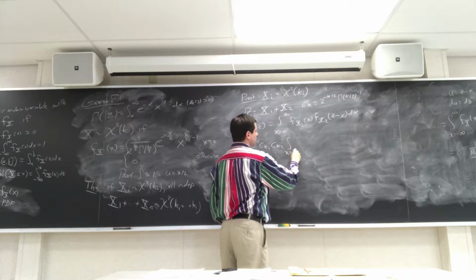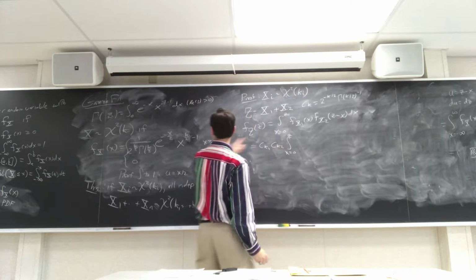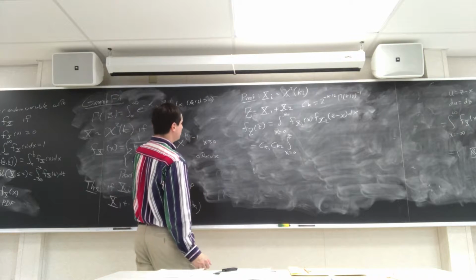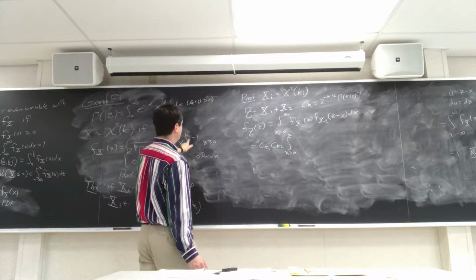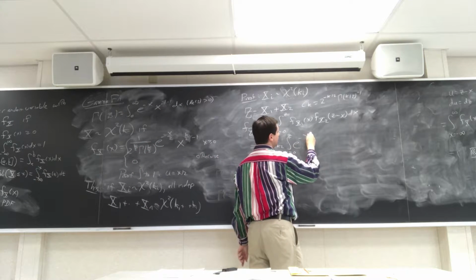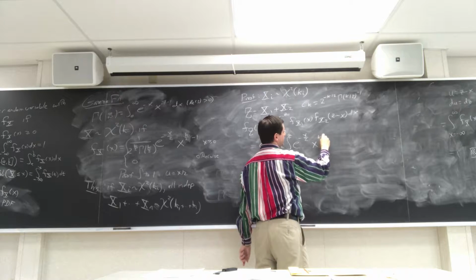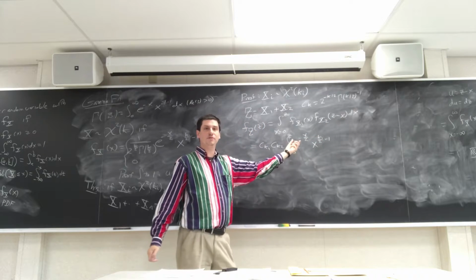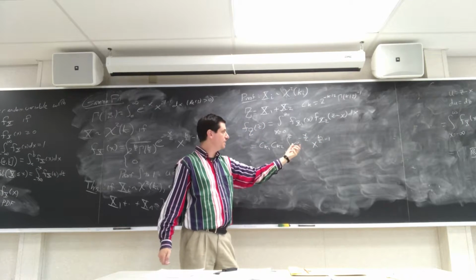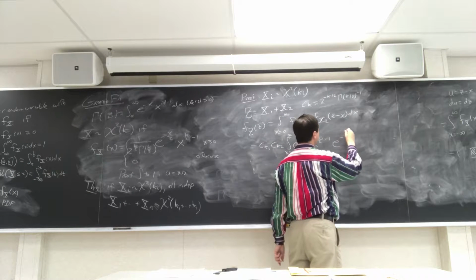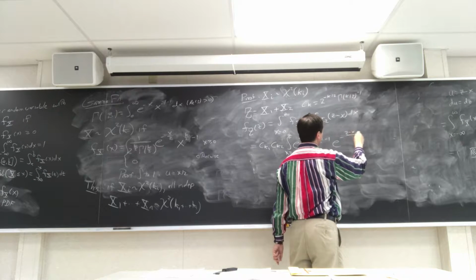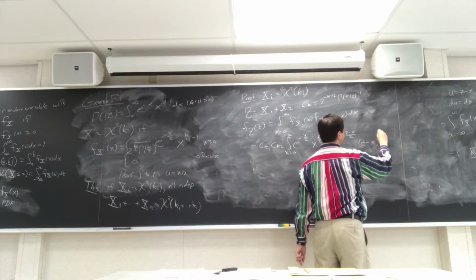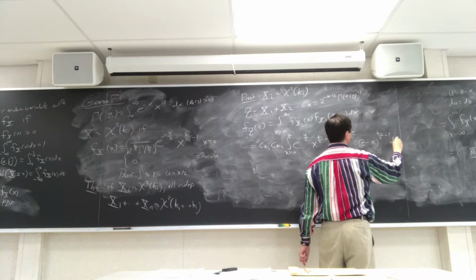I get an integral, x goes from 0 to z. Now the density of the first one: I have e to the negative x over 2, x to the k1 over 2 minus 1. The second one, I get the same thing except I replace x with z minus x, and I replace k1 with k2. So I get e to the negative z minus x over 2, and then z minus x to the k2 over 2 minus 1 dx.